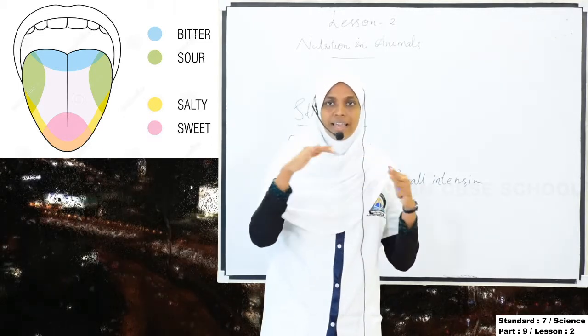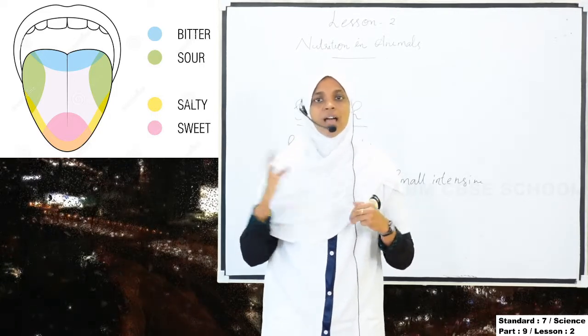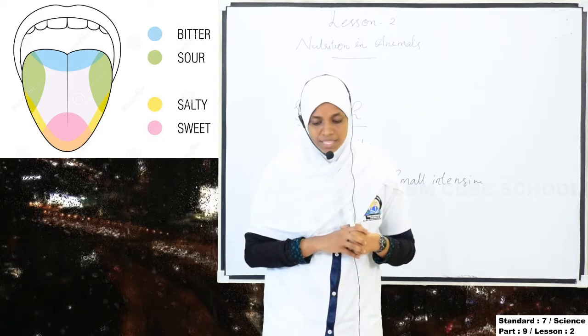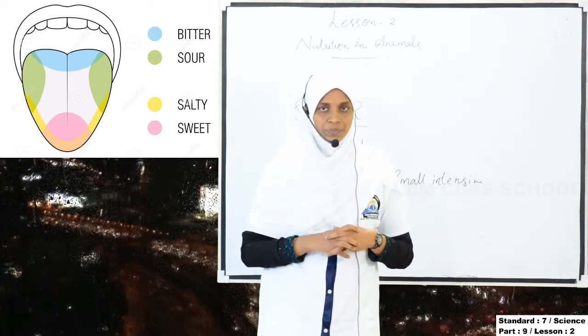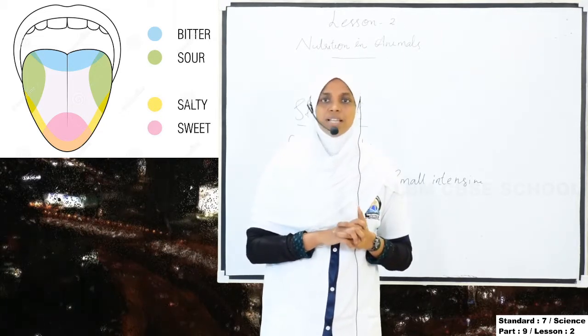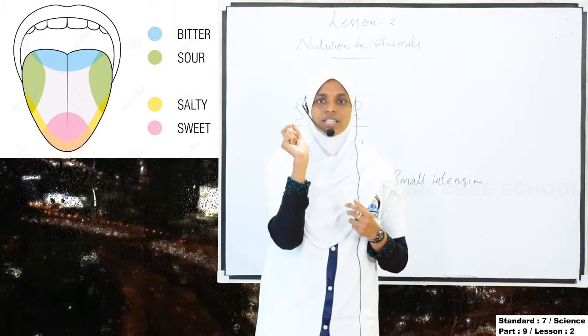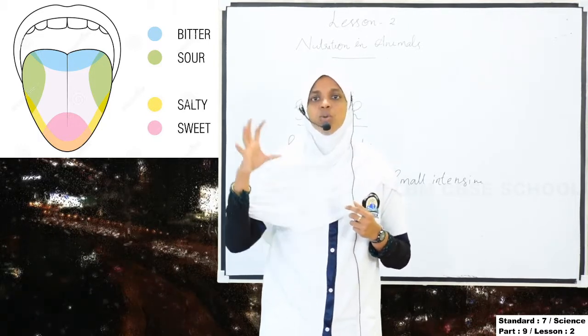The stomach becomes acidic, and this helps the digestive juices to act. Then the digestive juice breaks down the proteins into simpler substances. What is the function of digestive juice? Digestive juice breaks the protein into simpler substances.